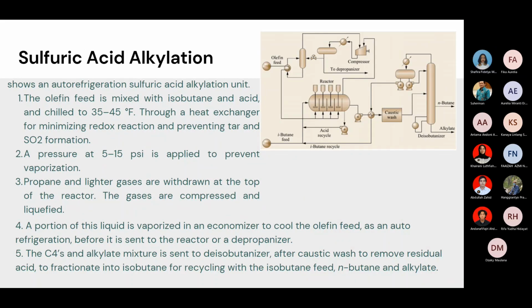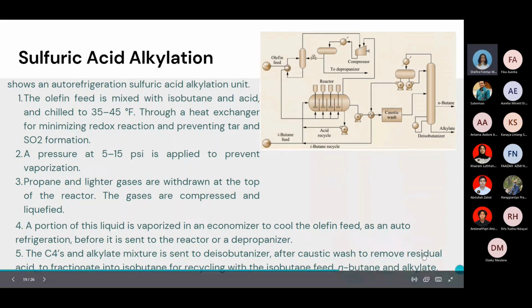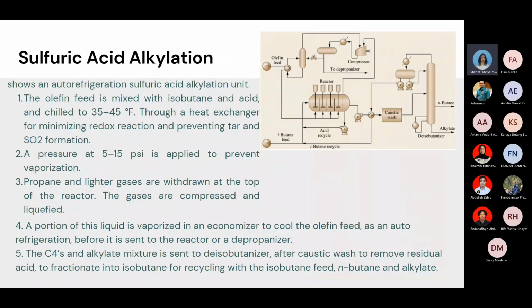Next. Now I will explain to you about sulfuric acid alkylation. This figure shows the auto-refrigeration sulfuric acid alkylation unit.